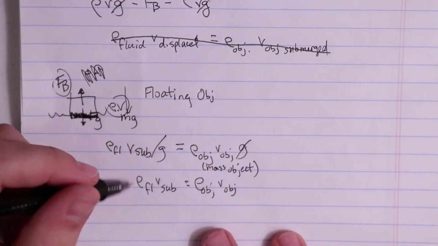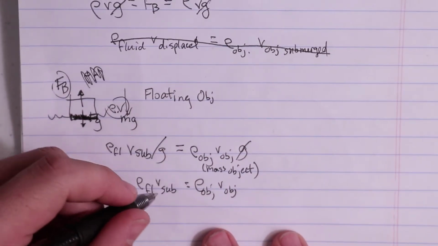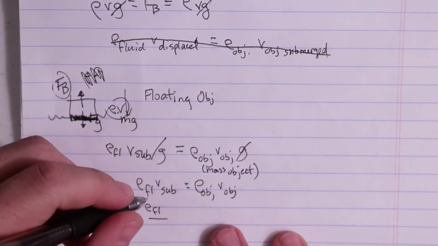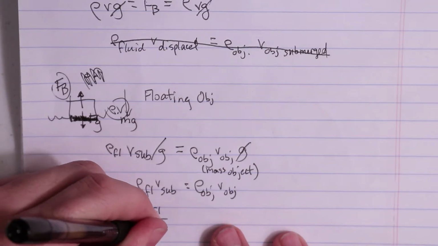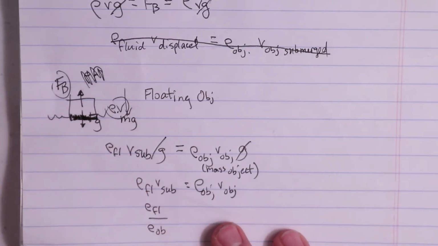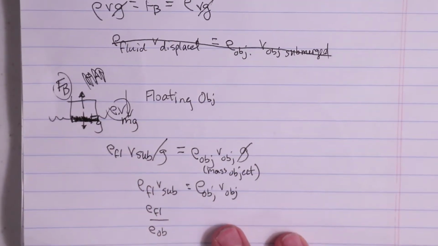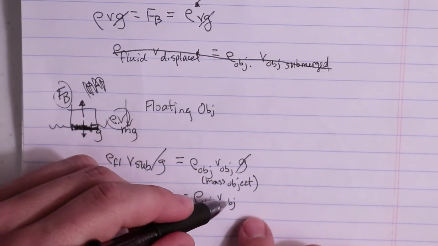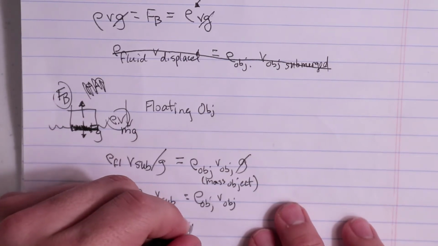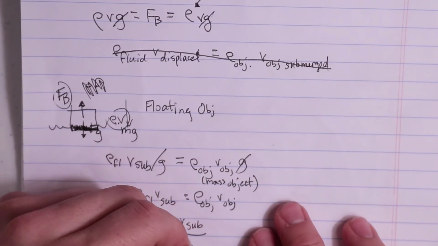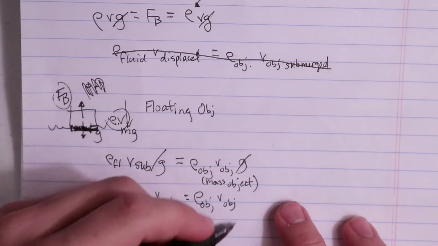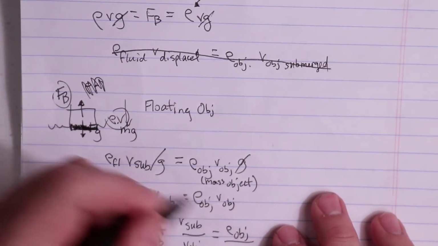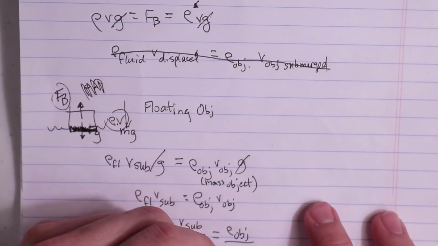So then with some algebra, I'm going to divide this side by the rho of the object, so density of the fluid divided by the density of the object. Actually, nope, I'm going to do that the other way. I'm going to divide this side by the fluid and divide this side by the object. So we get volume submerged over volume of the object equals the density of the object over the density of the fluid.